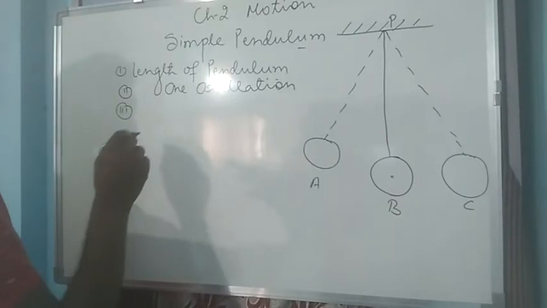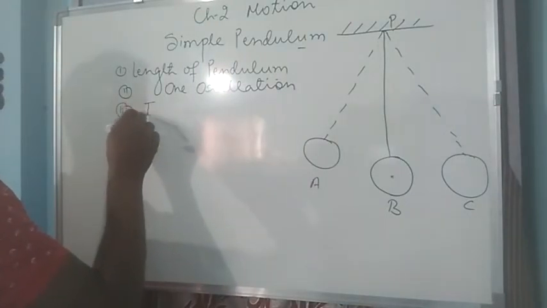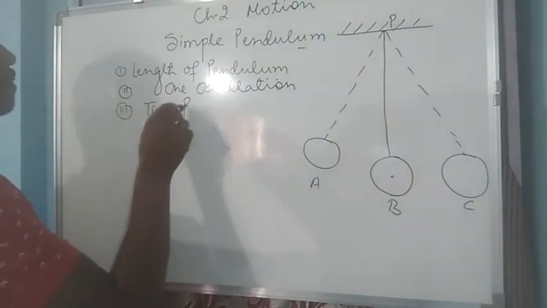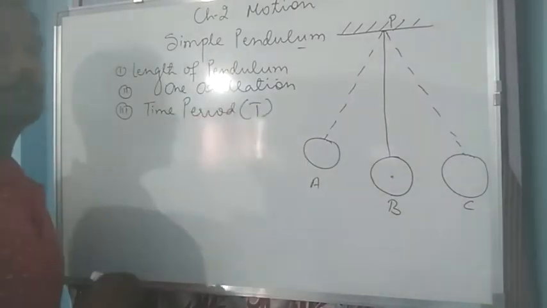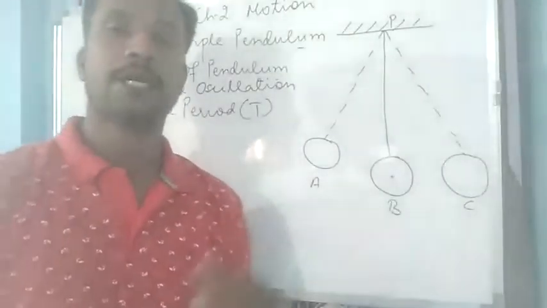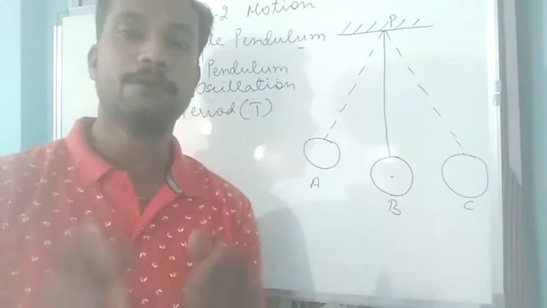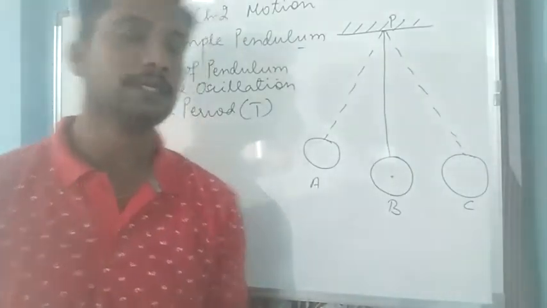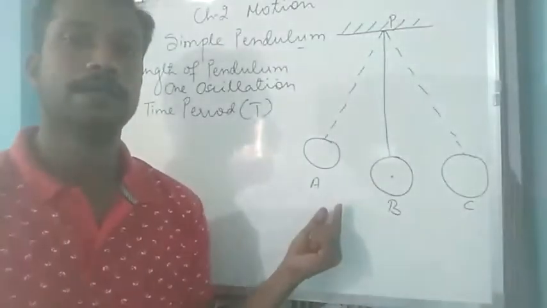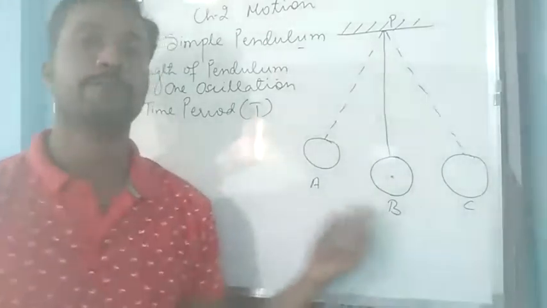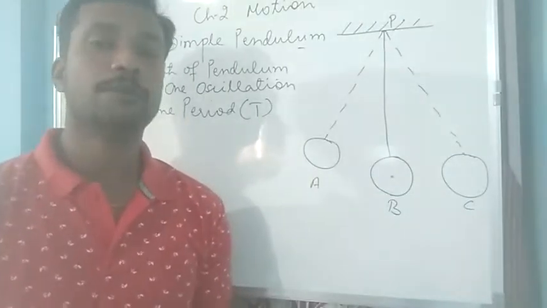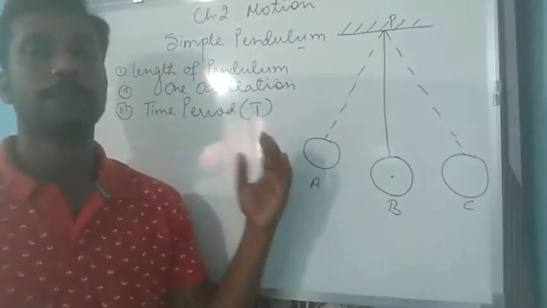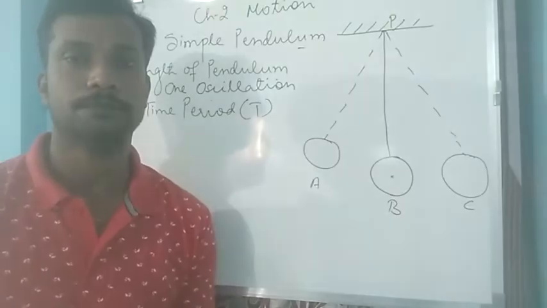Third is time period. Time period is denoted by capital T. So time period is the time taken by the pendulum to complete one oscillation. That is, when the pendulum starts from point A and reaches point A again, then the time taken for the pendulum to do so will be the time period of a pendulum.